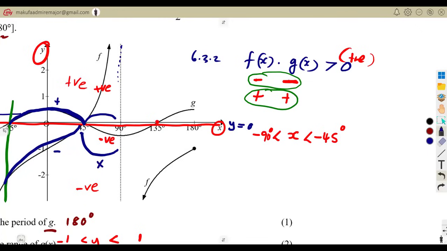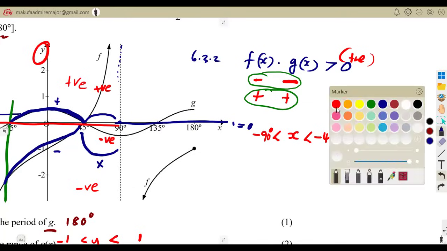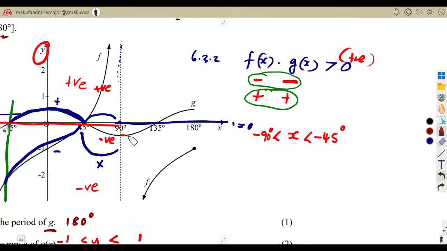Let's move on from 90 degrees, all right? This is where we are. Remember, we are judging with this one. So from 90 degrees, this is what is happening. At 90 degrees here, guys, we can see that G is in the negative. This is your G from 90 to 135 here. G is in the negative.